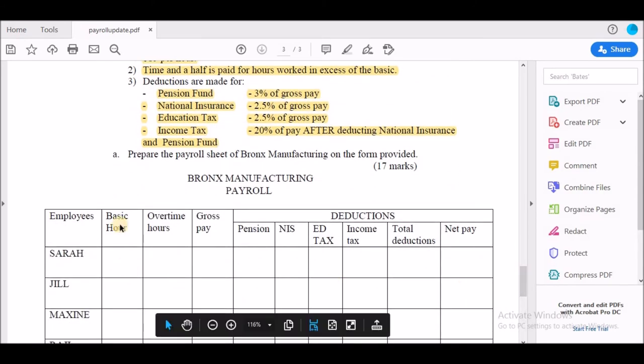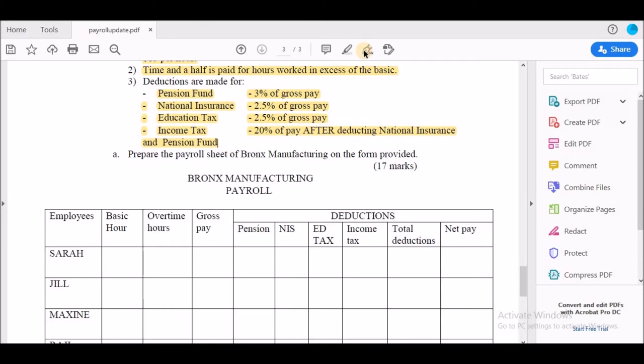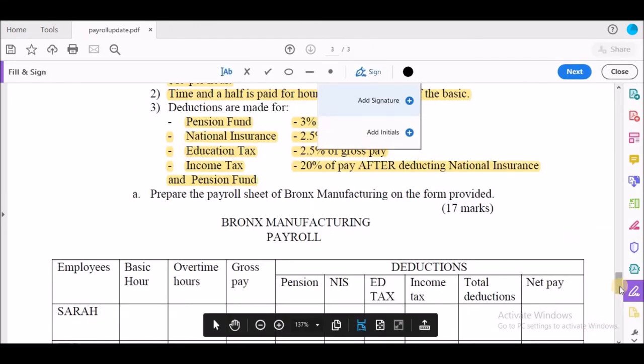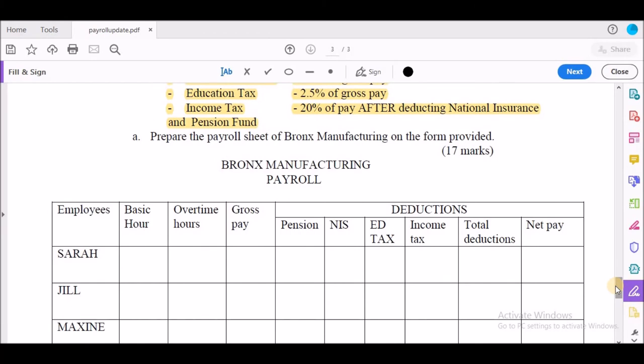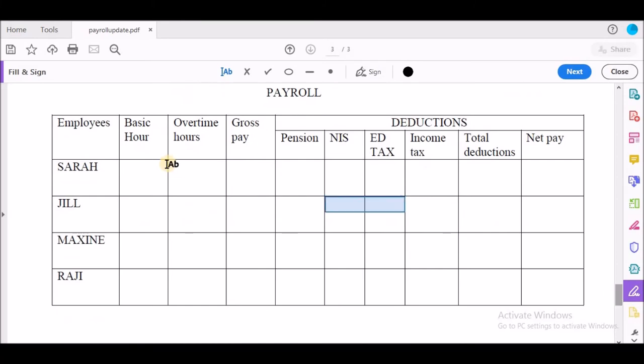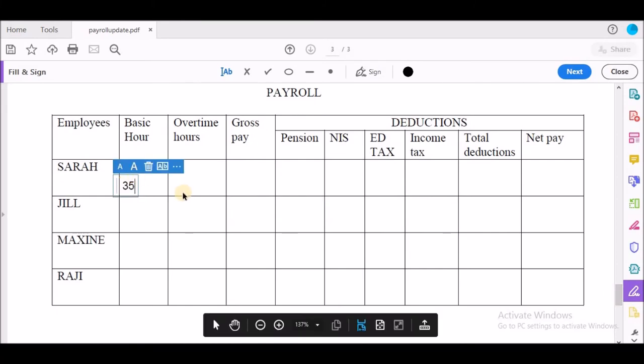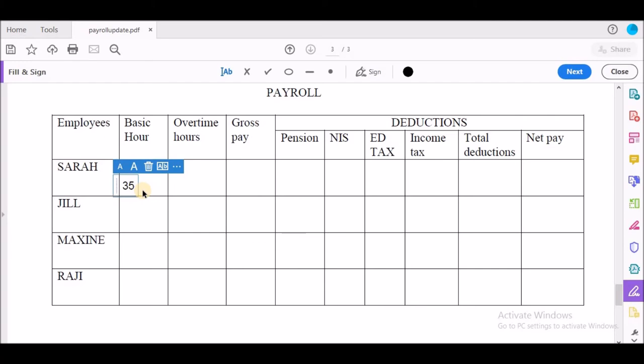All right, so here it is asking for hours. So Sarah worked 44. The basic hour is 35. That's generic for everyone. So each person is going to work 35 as their basic. Good. But she worked 44. So we are going to take 35 from the 44, and she's now left with 9 hours for overtime.